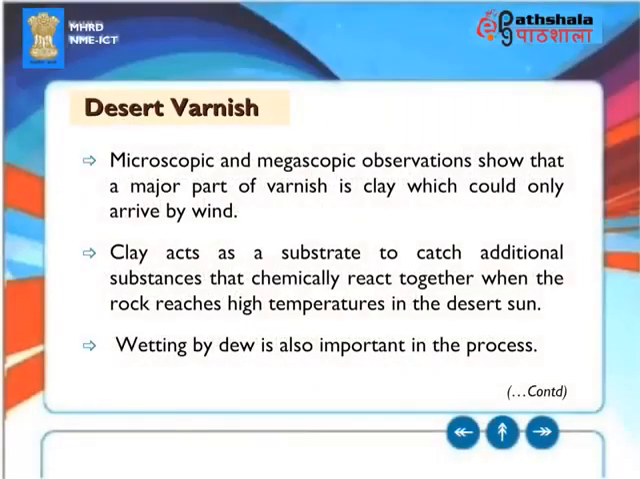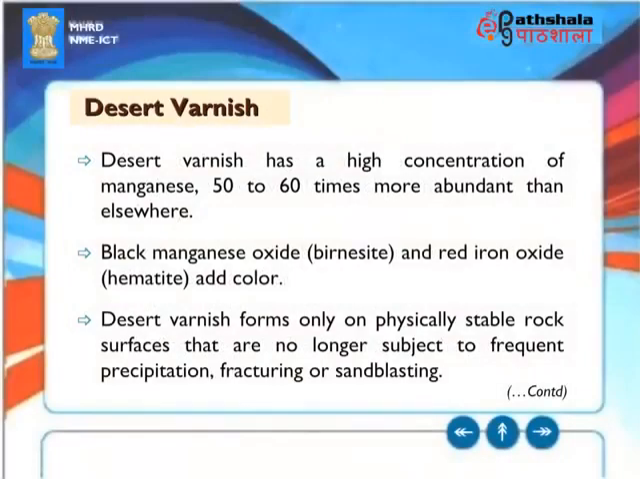Microscopic and megascopic observations show that a major part of varnish is a clay, which could only arrive by wind. Clay acts as a substrate to catch additional substances that chemically react together when the rock reaches high temperatures in the desert sun. Wetting by dew is also important in the process. Desert varnish has a high concentration of manganese, 50 to 60 times more abundant than elsewhere. Black manganese oxide or birnessite and red iron oxide or hematite add color.